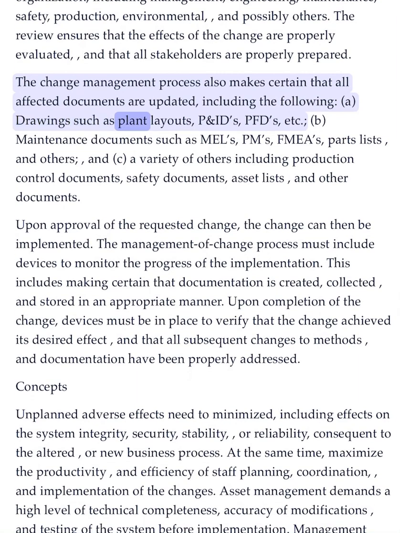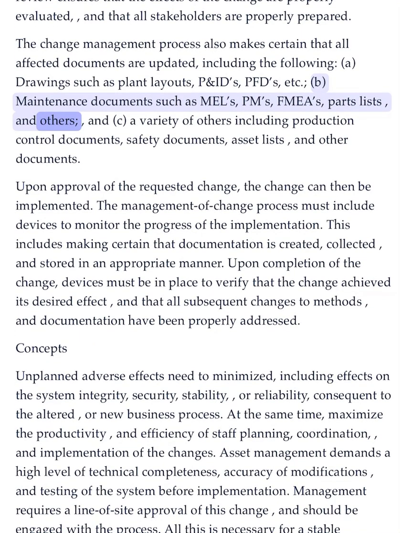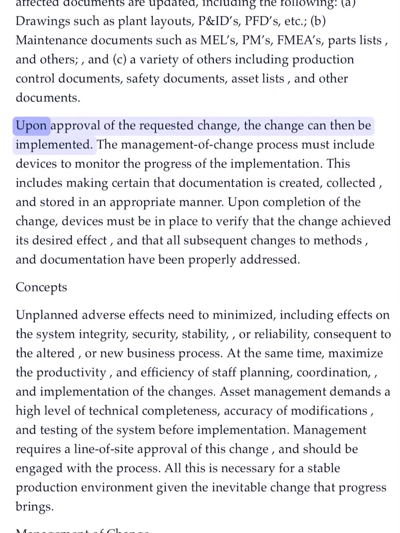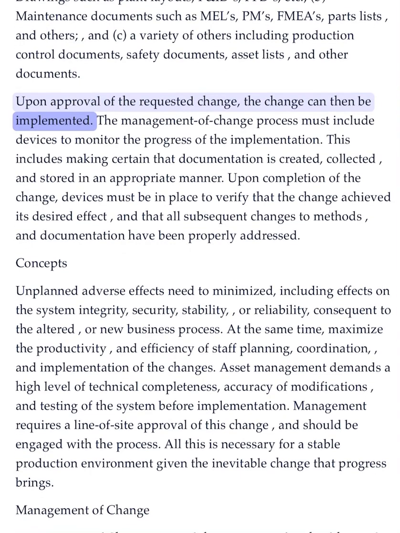a. Drawings such as plant layouts, P&IDs, PFDs, etc. b. Maintenance documents such as MELs, PMs, FMEAs, parts lists, and others. And c. A variety of others including production control documents, safety documents, asset lists, and other documents. Upon approval of the requested change, the change can then be implemented.